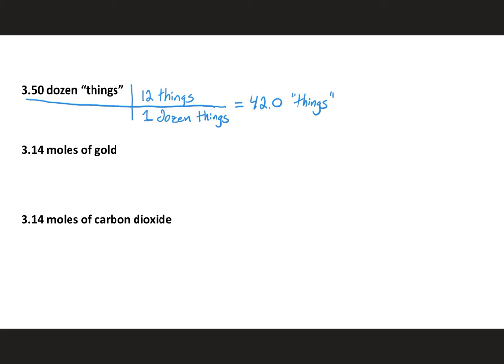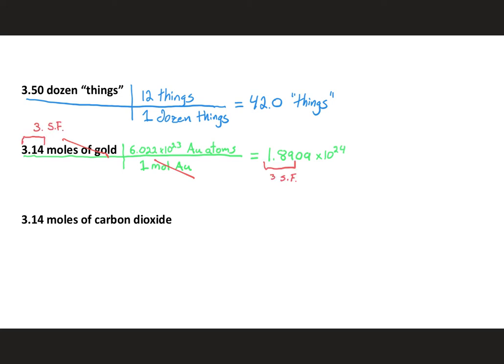Now, to be fair, Avogadro's number, or 6.022 times 10 to the 23rd things in a mole, is a really intimidating number because it's so huge, we can't even comprehend it. But just think of it as a number and use it as a unit conversion factor. So there are Avogadro's number, or 6.022 times 10 to the 23rd atoms of gold per mole of gold. Run that calculation, account for significant figures, and you get 1.89 times 10 to the 24th gold atoms.